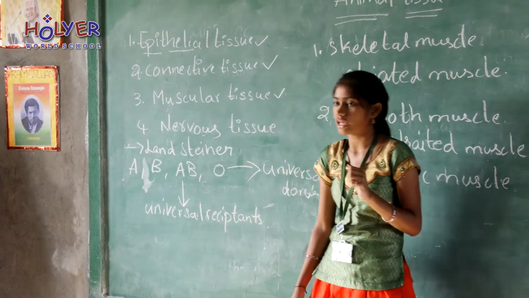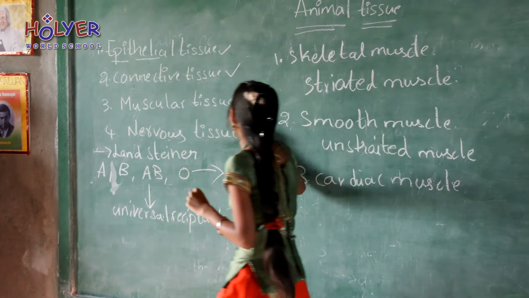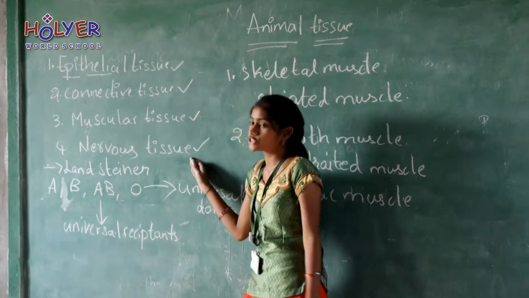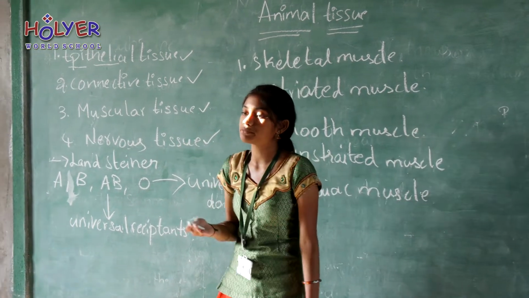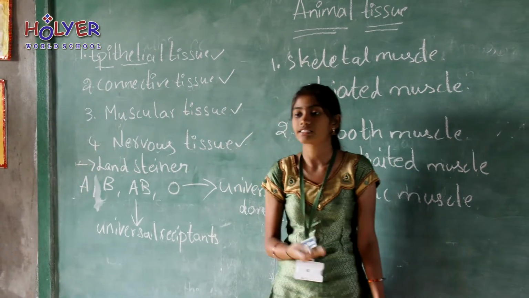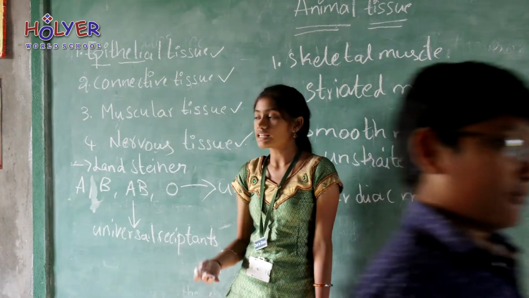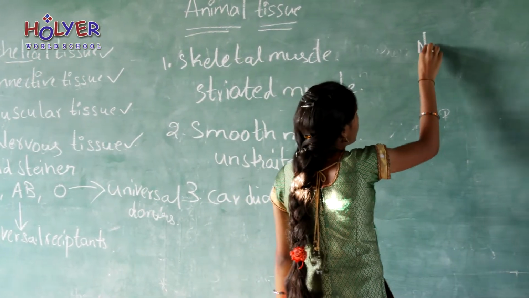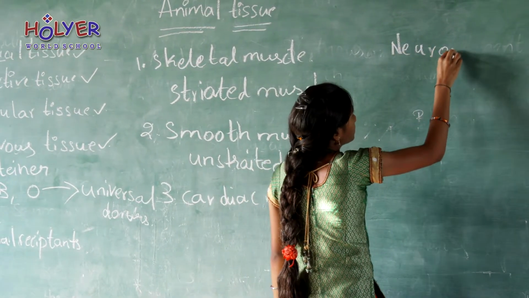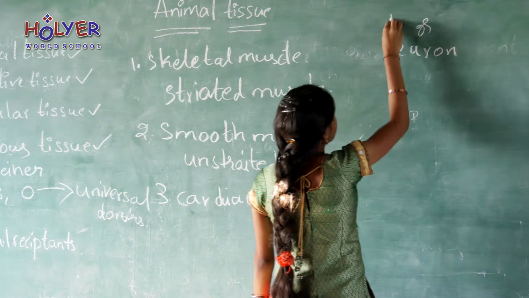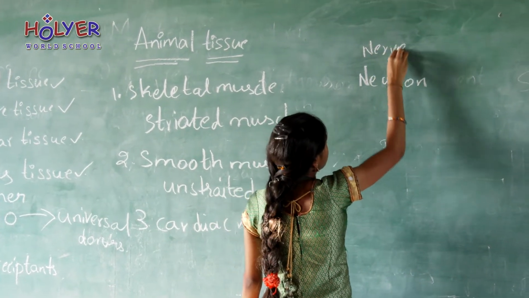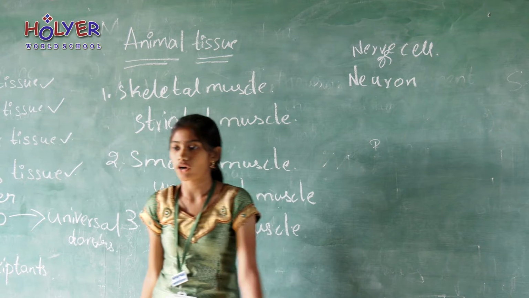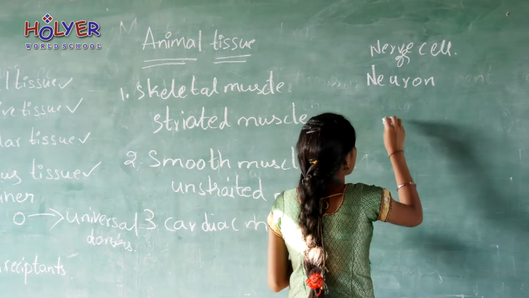And coming to the fourth and last tissue, nervous tissue. These nervous tissues are responsible for transmitting messages in our body, regarding external and internal stimuli. The cells in this tissue are known as neurons, or also called nerve cells. Now I am going to draw the neuron.